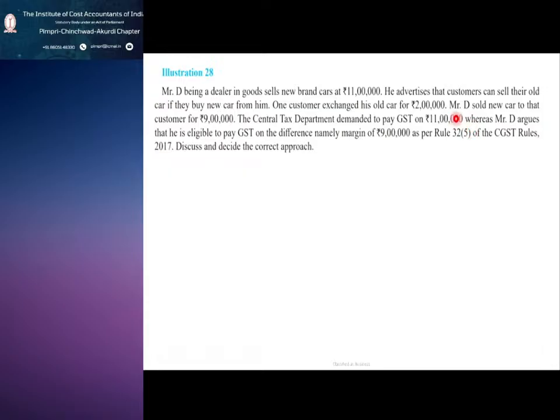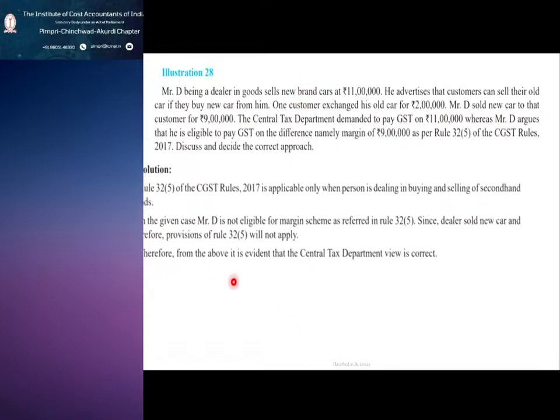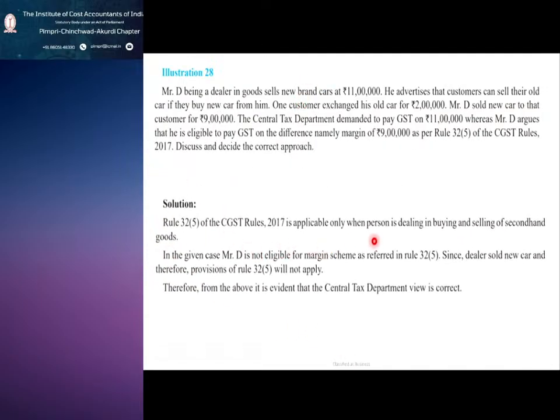But you are the dealer selling new brand cars. So that rule is not applicable to you. It is applicable only to those doing second hand goods. So that you need to see here. It is applicable when a person is dealing in buying and selling of second hand goods.